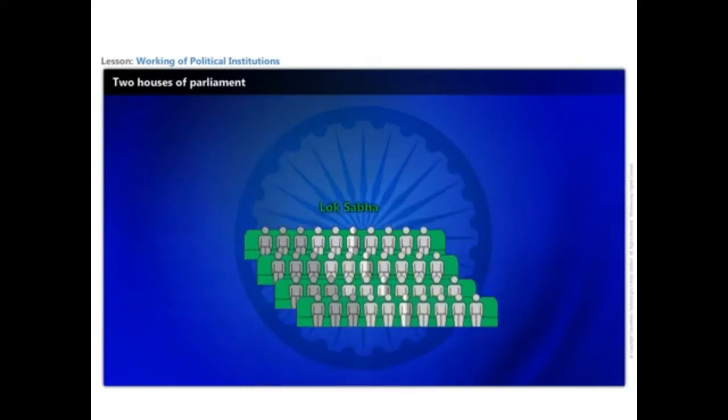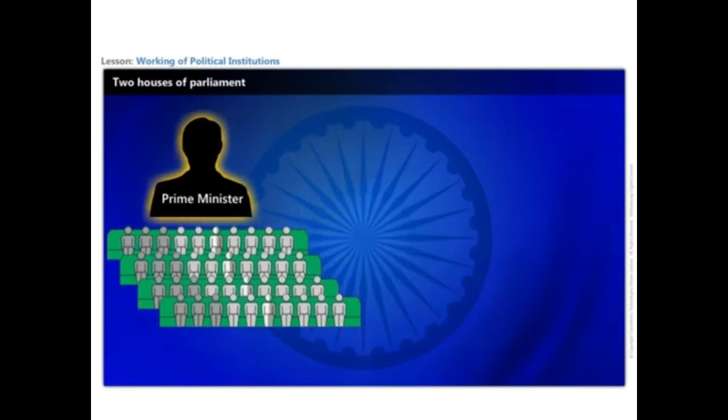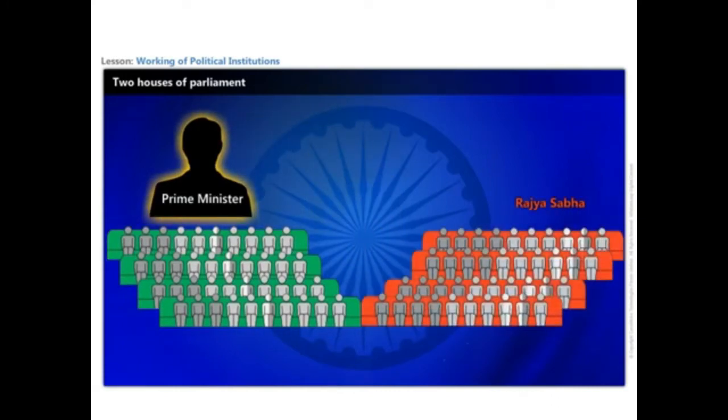The Lok Sabha controls the Council of Ministers. Only a person who enjoys the support of the majority of the members in the Lok Sabha is appointed as the Prime Minister. And if the majority of the Lok Sabha members say they have no confidence in the Council of Ministers, all ministers, including the Prime Minister, have to quit. But the Rajya Sabha does not have this power.